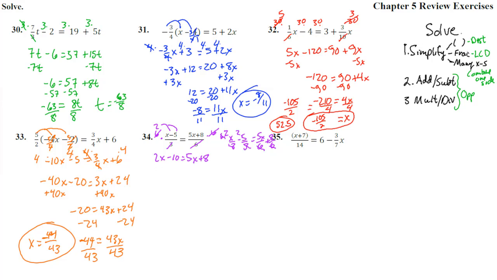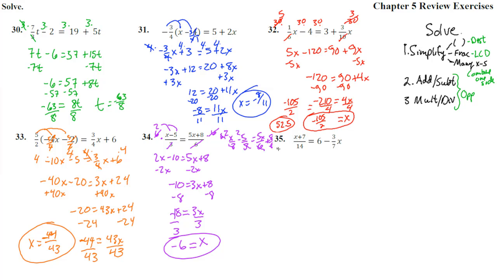Okay, next step. Do we have many x's? Yep. Subtract 2x from both sides. We now have negative 10 equals 3x plus 8. Add or subtract, so subtract 8, and we get 3x equals negative 18. And divide by 3, x equals negative 6. Number 35.